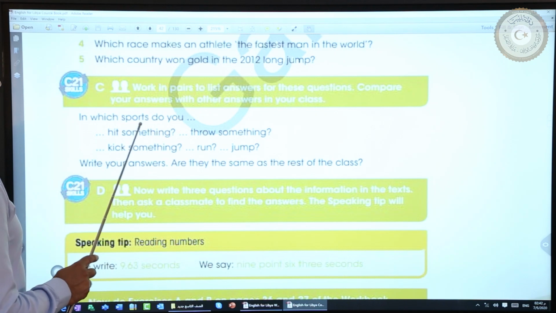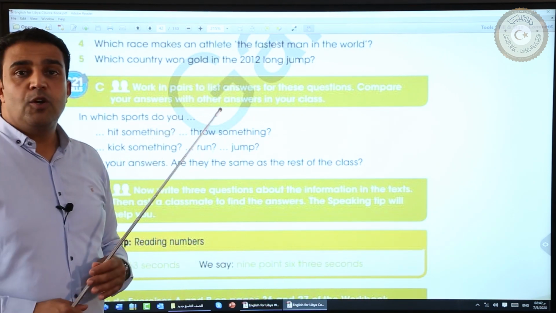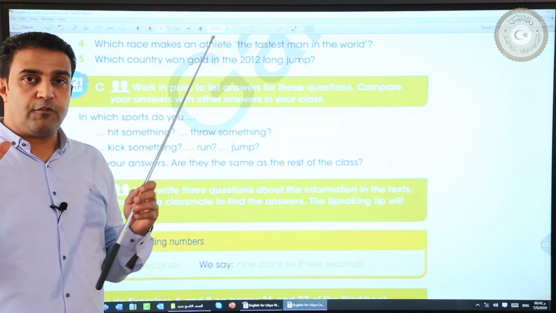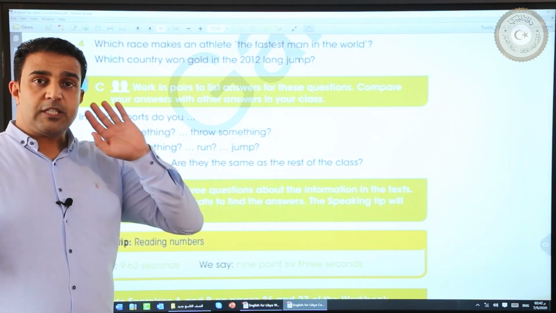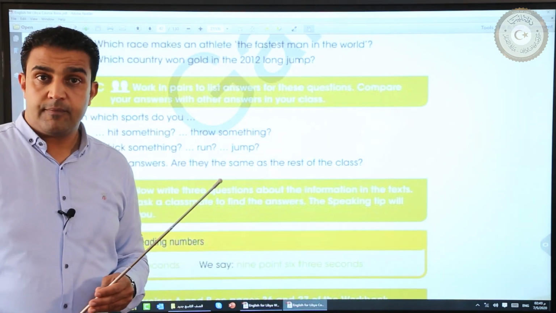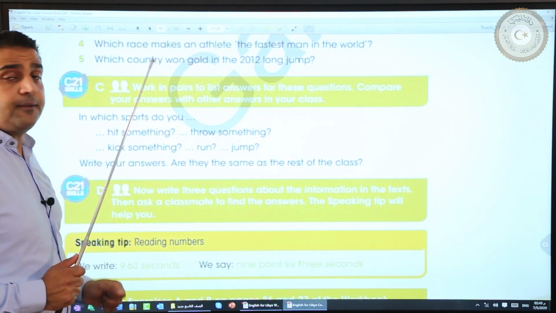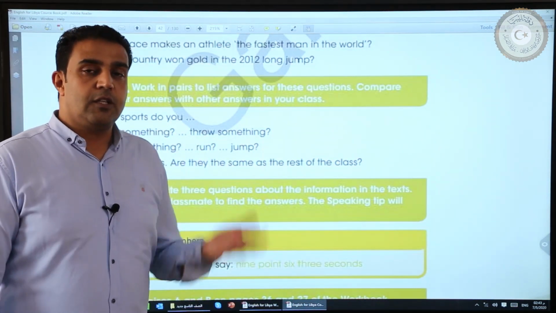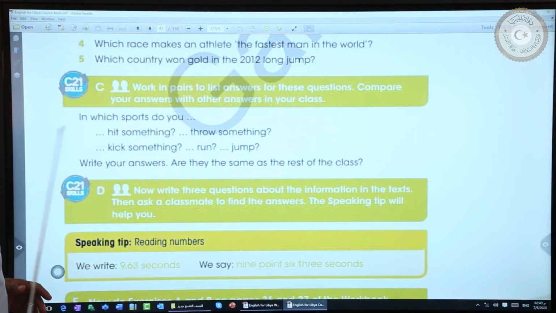If you talk about this one here, in which sports do you hit something, throw something, kick something, and run or jump? Here, hit something. When you hit something, that means you do like this, hit. So what do you hit? Hit football, volleyball, hit tennis, hit basketball, things like that. When you throw, for example, volleyball, throw basketball. Kick something. When you kick football, yes, this is called kick, or kick a person in karate. So this is one of the kicking activities. You run, when you run 100 meters or another distance. Jump, when you go over the ground. So this is called jump here. Jump 9 meters, jump 5 meters, etc.